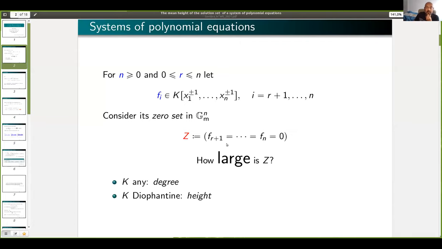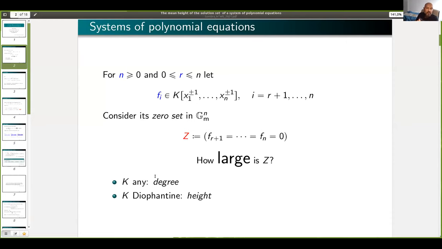So the basic, vague question is: how large can this zero set Z be? Or in a more precise sense, whether I can read the size of my zero set in terms of my input polynomials without actually computing it, just in terms of easy data that I can read from my polynomials. Of course this is a very general question, not well defined. For instance, if your field is an arbitrary field, then you might think about the cardinality if your set is finite.